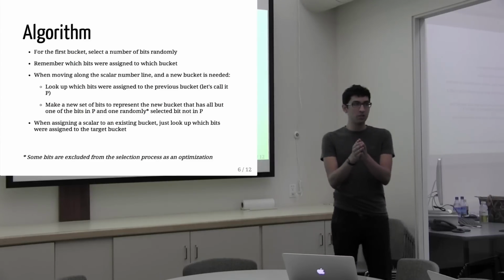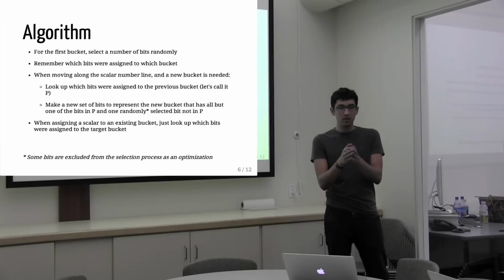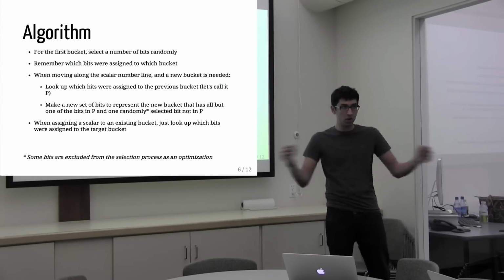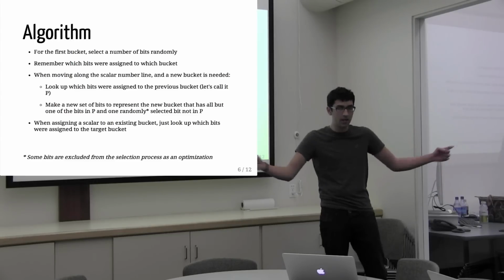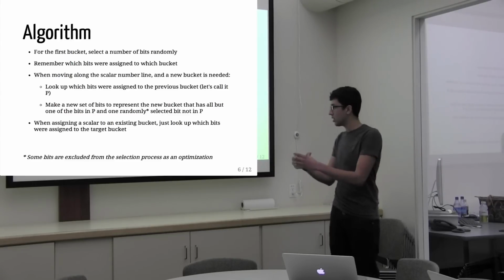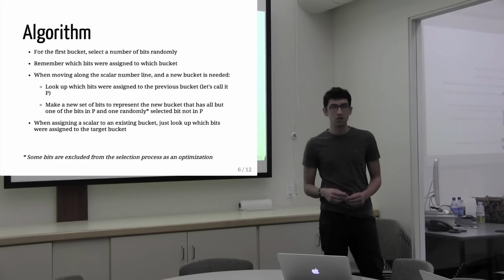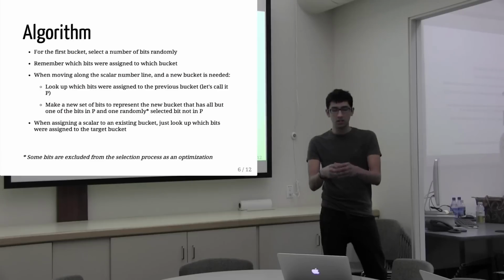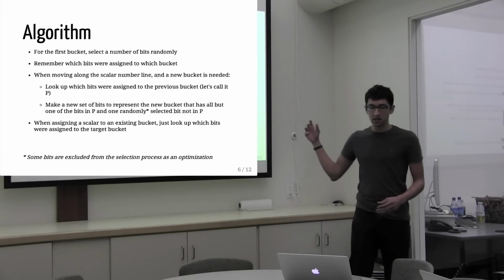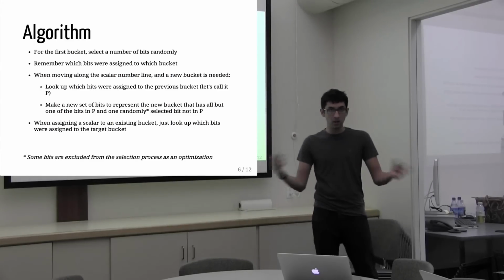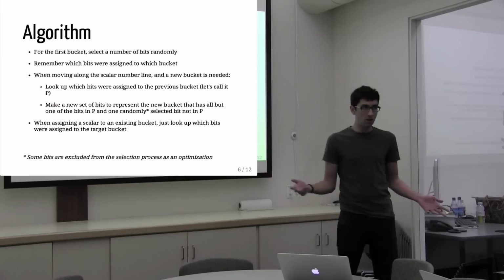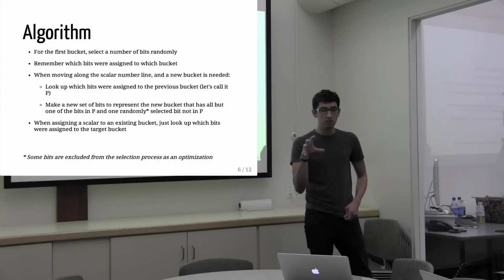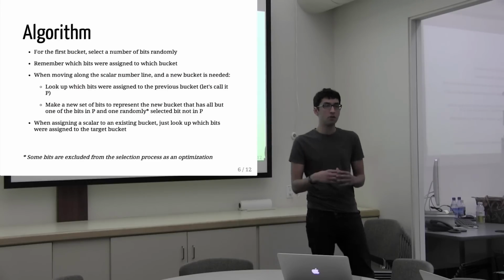So we start with the first bucket. Let's keep it simple and say the first bucket is centered around the value 0. Imagine a number line, and we start at 0. That's the center. That's the first bucket. For the first bucket, we select among the candidate bits that we have, a bunch of bits that can represent all of these different buckets. Of those bits, we select the required number of bits randomly. Those randomly selected bits represent the first bucket.